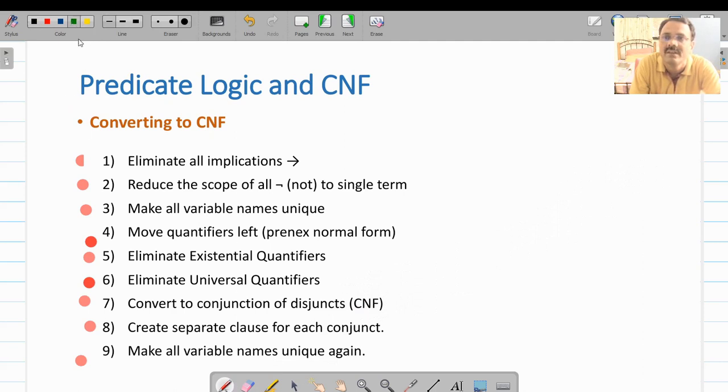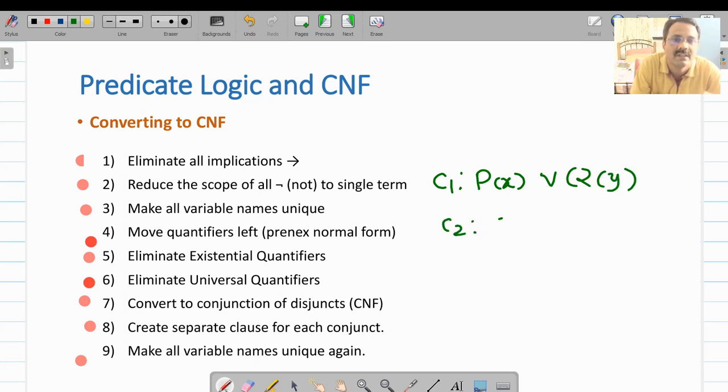For example, let us see a situation that might be something like this. Suppose we have clause C1: P of X or Q of Y, and in clause C2 we have Q of Y or R of X, Y, something like this. So X has been used and Y also in both C1 and C2, so that is not allowed. So what we will do, we will apply step 9.